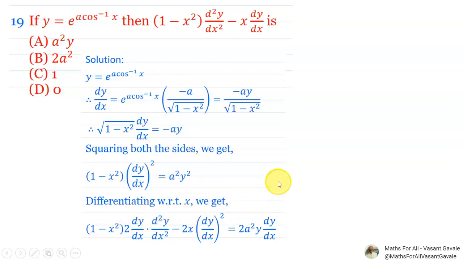Differentiating with respect to x, 1 minus x square bracket मधला as it is dy by dx हे bracket square आहे, therefore 2 times dy by dx into derivative of this dy by dx, it's a composite, that is nothing but 2 d2y by dx square. Okay, next आता 1 minus x square चा डेरिव्हेटिव्ह dy by dx bracket square as it is, 1 minus x square चा डेरिव्हेटिव्ह 1 चा डेरिव्हेटिव्ह 0 minus x square चा minus 2x into dy by dx bracket square. On the right hand side a square is constant, y square चा डेरिव्हेटिव्ह 2y into dy by dx.